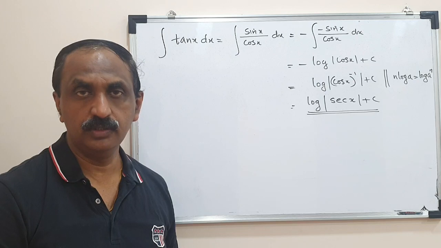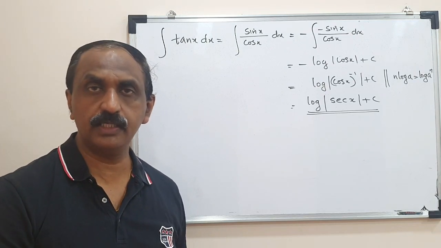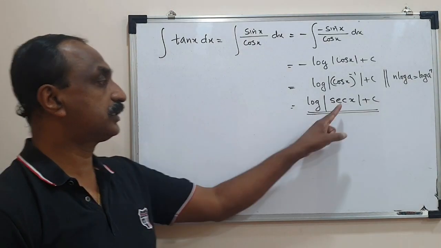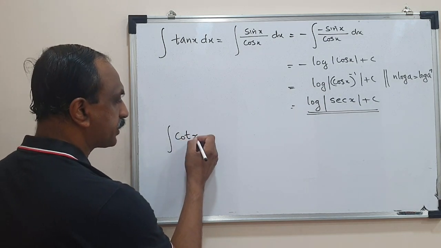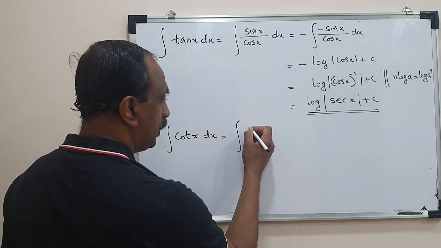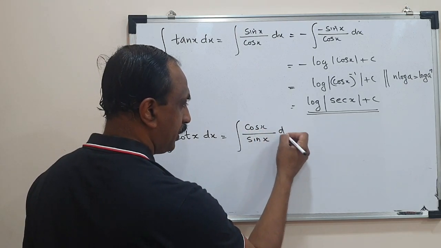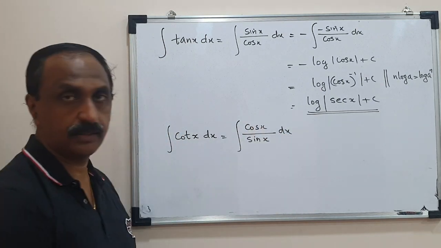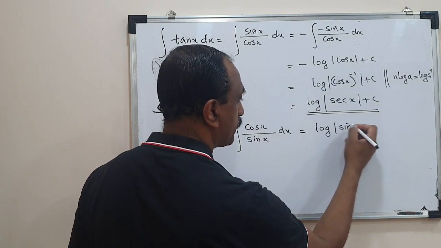I have always told you, tan x and sec x are the pairs. Whether you do the derivative or integration, always in sec, tan is there, and in tan, sec is there. So integral of tan x is log of sec x. Same way, integral of cot x. We can write it as cos x upon sin x. And this is perfectly matching. Derivative of denominator is numerator. So your answer is log of modulus sin x plus c.